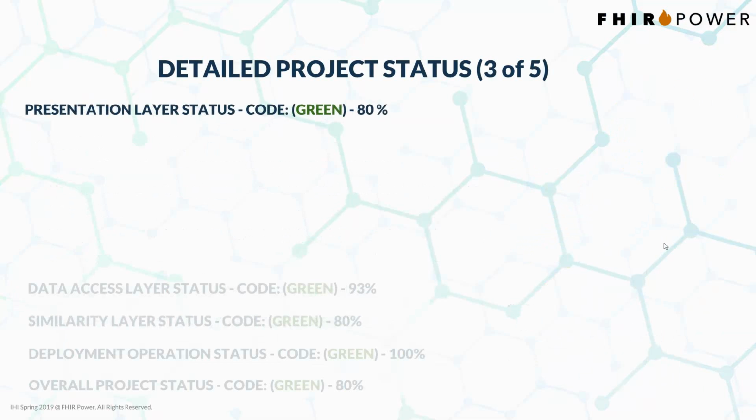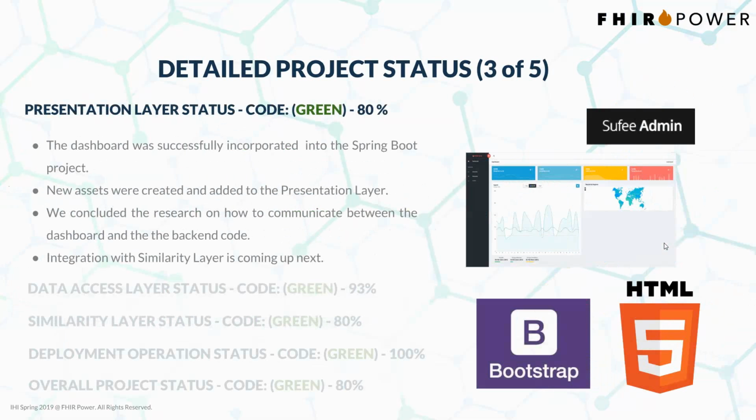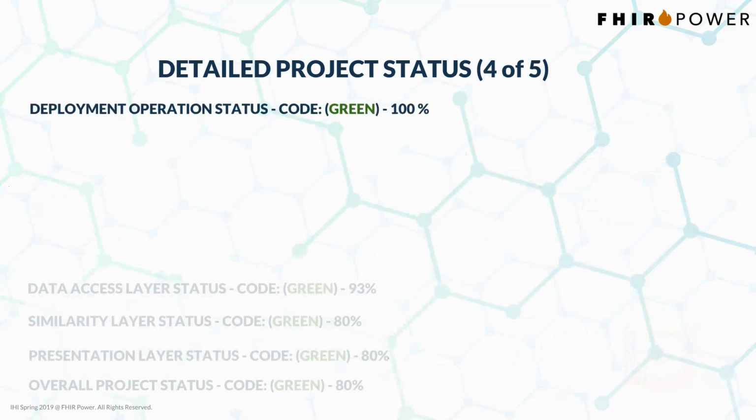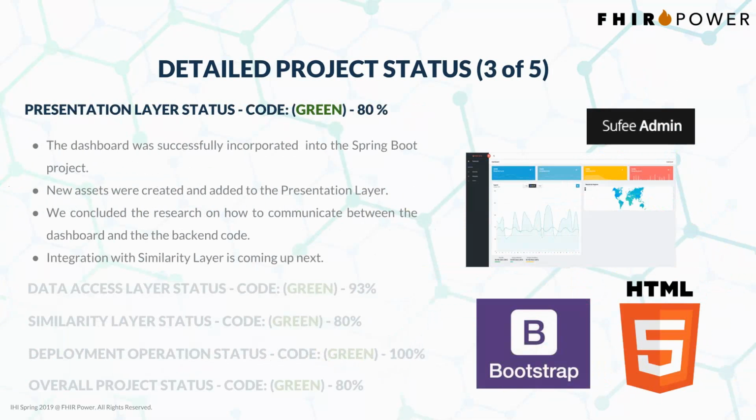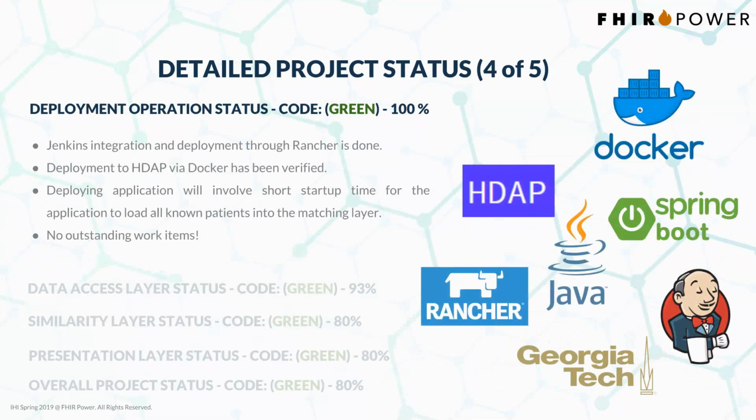For the presentation layer, we were successfully able to incorporate the dashboard into the Spring Boot project. We have added assets into the presentation layer, and we concluded the research altogether. Next, we are integrating the presentation layer with the similarity layer. Moving on, for the deployment department, we are 100% complete. We have a boilerplate, an initial Hello World application, deployed successfully using Jenkins and Rancher. We have deployed our Docker into the HDAP platform, and we have no outstanding work item as of now.